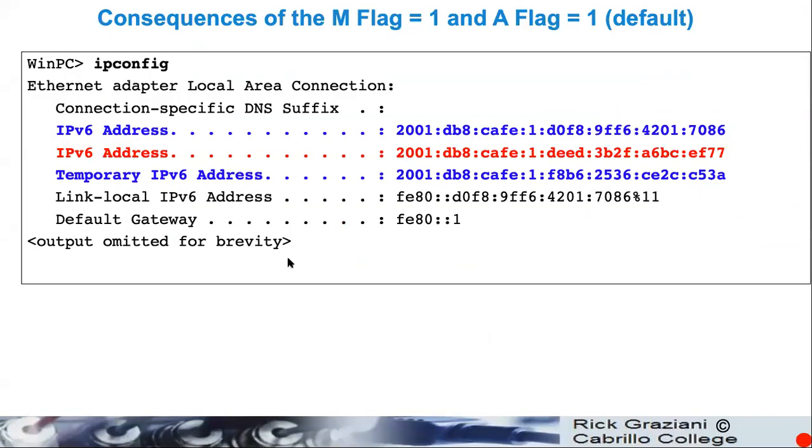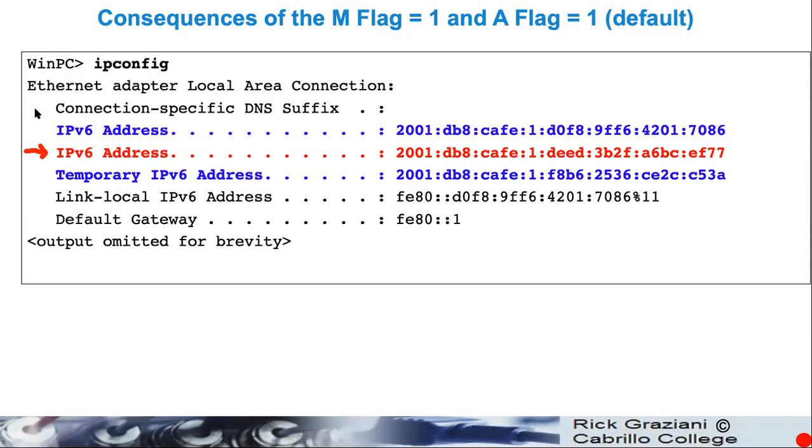Let me show you why. Because what happens is, in red here is the address that it received from the stateful DHCPv6 server. That is typically what we want, because as a network administrator we usually want to be able to manage the addresses and know who has what address, so we can monitor, or for security reasons, or for whatever reasons. We need to know who in our organization has what IPv6 address.